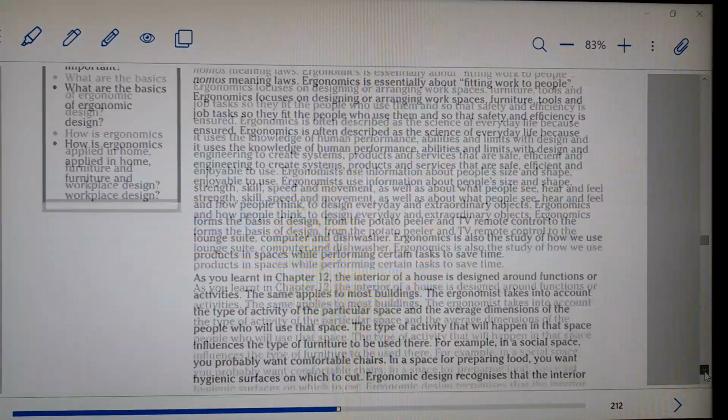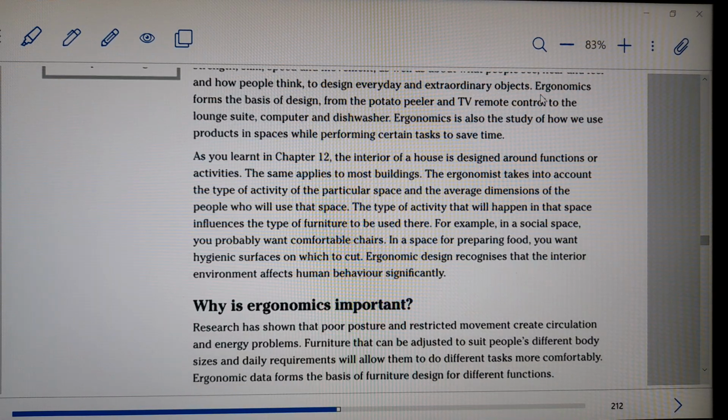Let's scroll up a bit. We are here. Ergonomics forms a basis of design from the potato peeler and the TV remote control to the lounge suite to the computer and dishwasher. Ergonomics is also the study of how we use products in spaces while performing certain tasks to save time. As you learned in chapter 12, the interior of the house is designed around functions or activities. The same applies to most buildings.